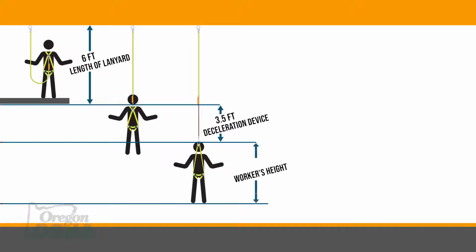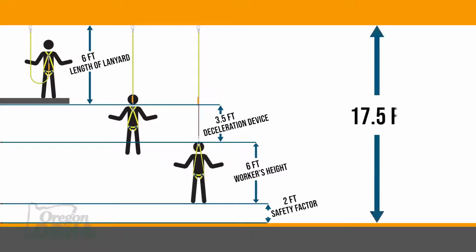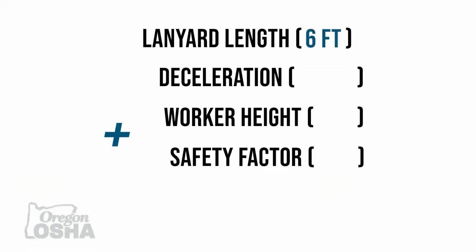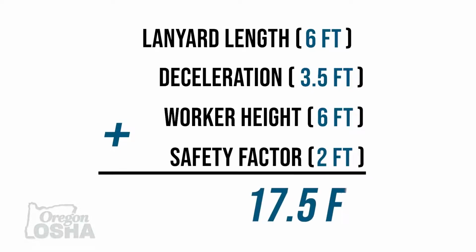That back D-ring is going to stretch up about 1 foot, and then about 2 feet of safety clearance, just in case we calculated correctly or things weren't quite where they needed to be, or we have workers of different weight, brings us to a total of 17.5 feet. So using a standard 6-foot lanyard, we could need a total of 17.5 feet from our anchor point to that next level. That's 6 feet of lanyard, 3.5 feet of deceleration, 6 feet of worker and harness stretch, and our safety clearance at the end for a total of 17.5 feet.